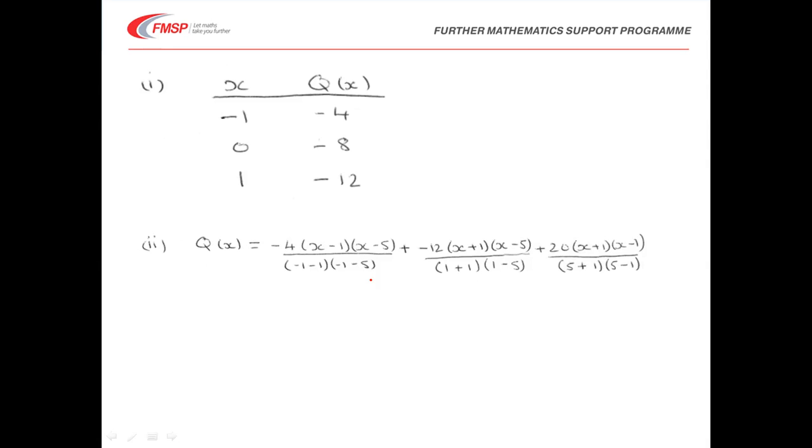There's the x values going in, and it's 5 take negative 1 and 5 take 1 underneath it. It didn't ask us, by the way, to simplify that. That's what they mean, just leave it as it is.